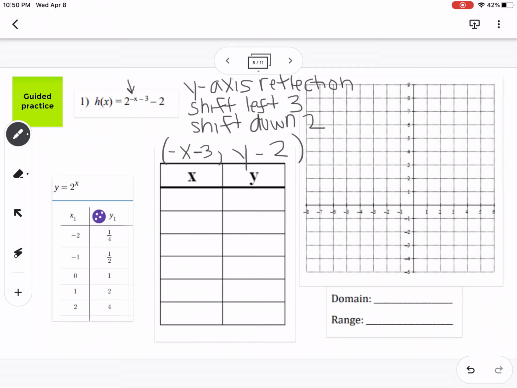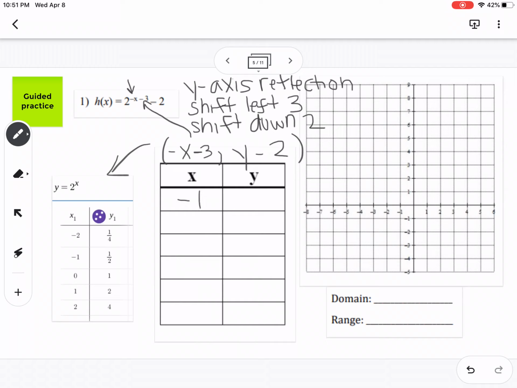Keep in mind, when your x is negative, do you notice it's the same exact thing as the exponent? Okay, so now let's go back. We're going to take our parent function and plug those values into our new function. So -2, we plug it in, so we get +2, 2 minus 3 gives us -1.